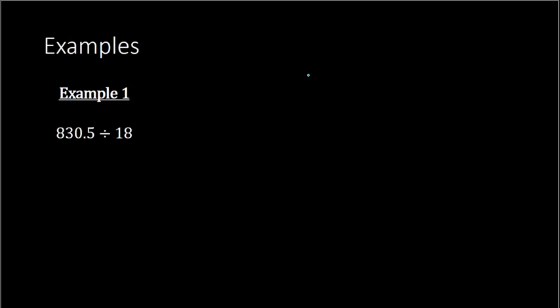We have 830.5 divided by 18. So all we do is we can round each of these numbers, 830.5, and we can round the 8 by looking at the 3. 3 is smaller than 5, so the 8 would stay as an 8, and that would round to 800. And then the 18, we can round this 1 by looking at the number after it, which would be the 8. And because 8 is 5 or bigger, this 1 would round up to a 2. So what we have is 800 divided by 20.